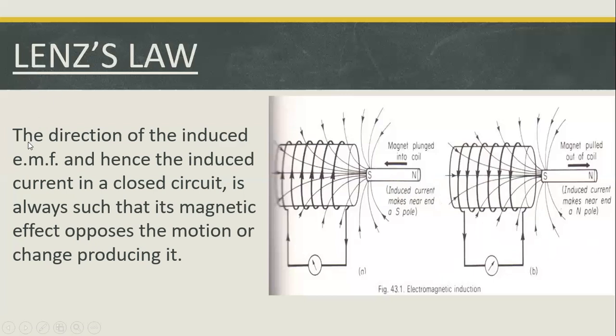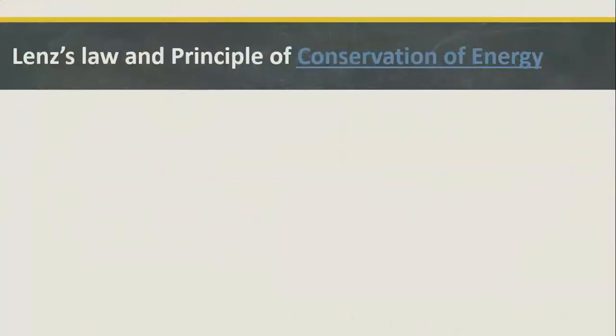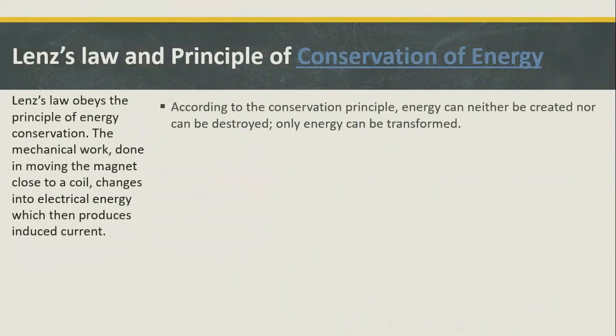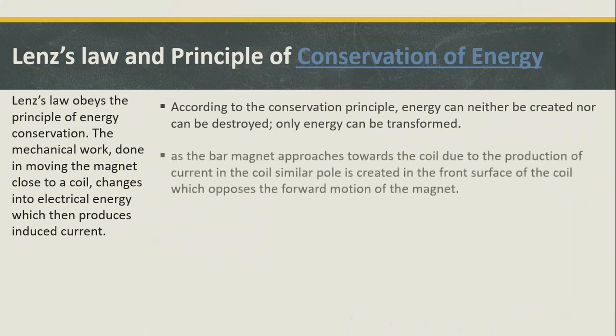So Lenz's law states that the direction of the induced EMF and hence the induced current in a closed circuit is always such that its magnetic effect opposes the motion or change producing it. Faraday's law gives us the magnitude of the induced EMF, whereas Lenz's law gives us the direction of the induced EMF. Keep in mind Lenz's law and the principle of conservation of energy. This is the relation between them.